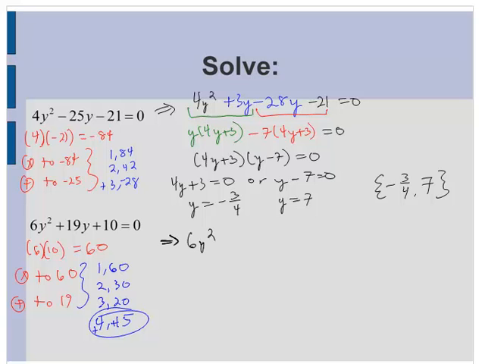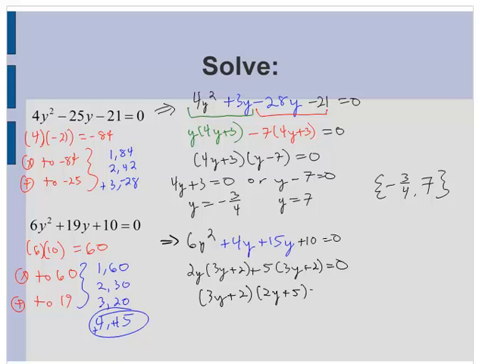So I'd have 6y squared plus 4y plus 15y plus 10 is 0. I'm no longer going to do the coloring here on the factoring by grouping. So let's see, I'd have 2y by 3y plus 2 plus 5 by 3y plus 2 is 0. So that's 3y plus 2 by 2y plus 5 is 0. So then 3y plus 2 is 0, or 2y plus 5 equals 0.